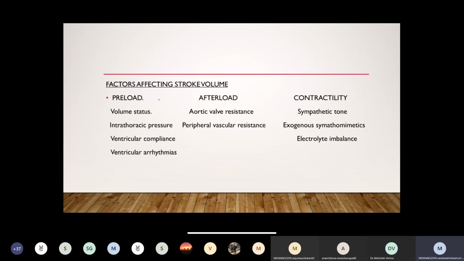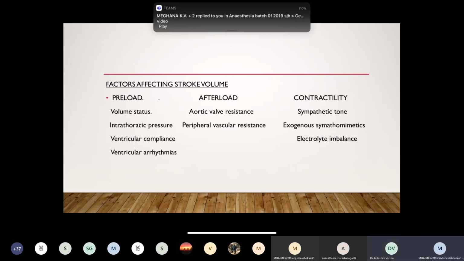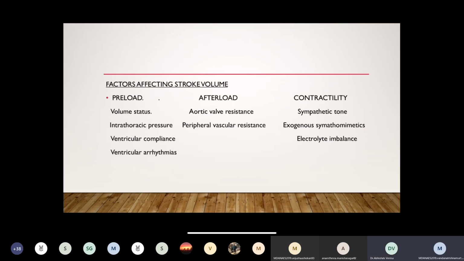Factors affecting the stroke volume. The factors which affect the stroke volume are preload, which is nothing but the initial length of the cardiac muscle before ventricular systole occurs. Afterload is the resistance against which a muscle will contract. Contractility is the intrinsic factor of the muscles, which is the work done by cardiac muscle at any end diastolic length of the muscle fibers.